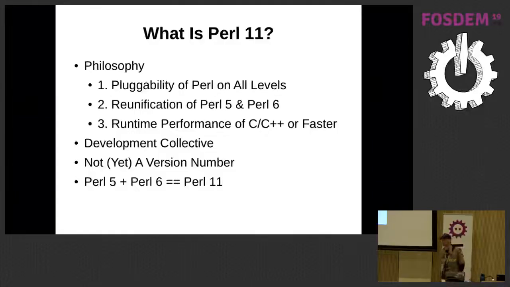The second goal of this new philosophy is, of course, the reunification of Perl 5 and 6, and we'll see in a minute that these are two different languages, and we're calling them siblings. So they're not the same language, and they're not just a new version of the same language. That's often confusing, and rightly so, because you would think that going from 5 to 6 it's just the next version of the language, but it's not. It's a different language.